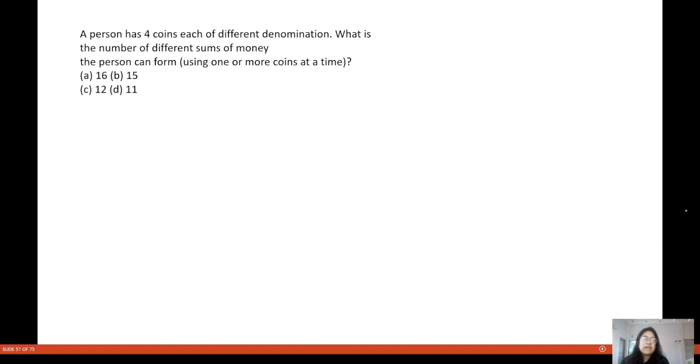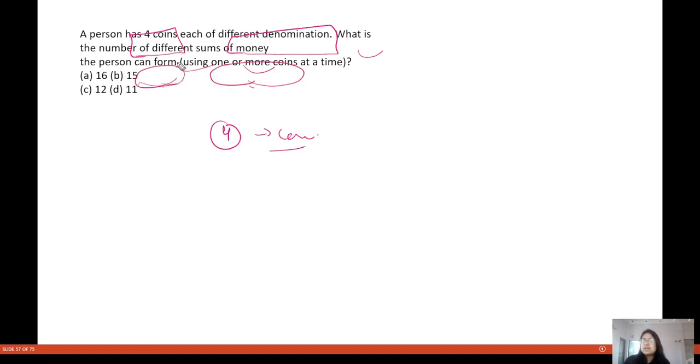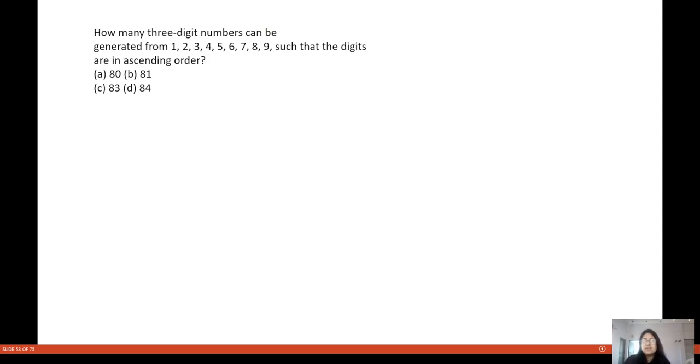Now let us look at this. A person has 4 coins, each of a different denomination. What is the number of different sums of money the person can form using one or more coins? The similar kind of answer: 4 coins, different denominations, 2 to the power 4 minus 1, so this will come to 15. The same question has been given in a different way.